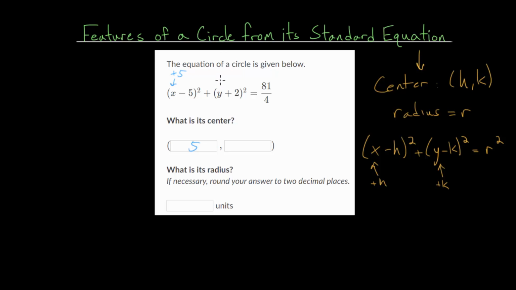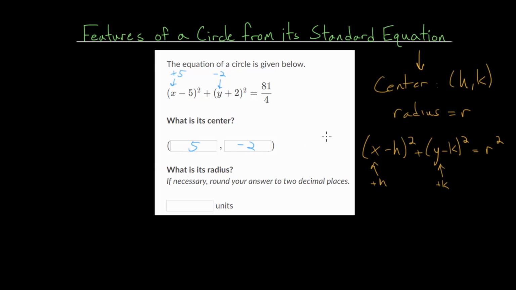And for y, you can think that negative 2 would make this 0. The other way to think about it is that we're subtracting k, where k is the y value of the center. And since we're adding 2, we're really subtracting negative 2. So that's another way to understand that negative 2 is the y value of the center of our circle.